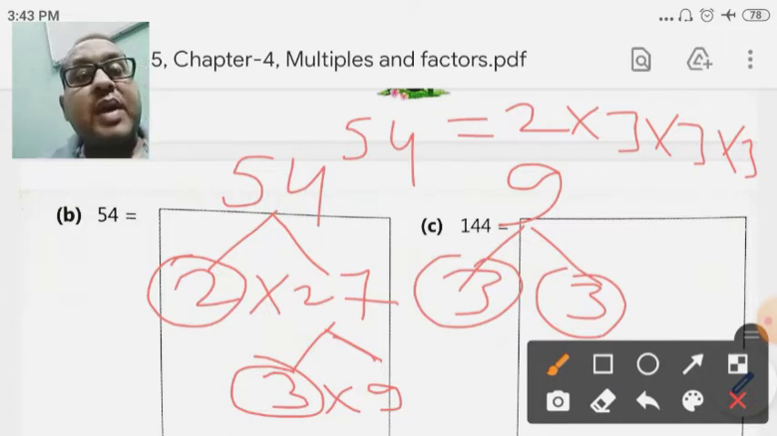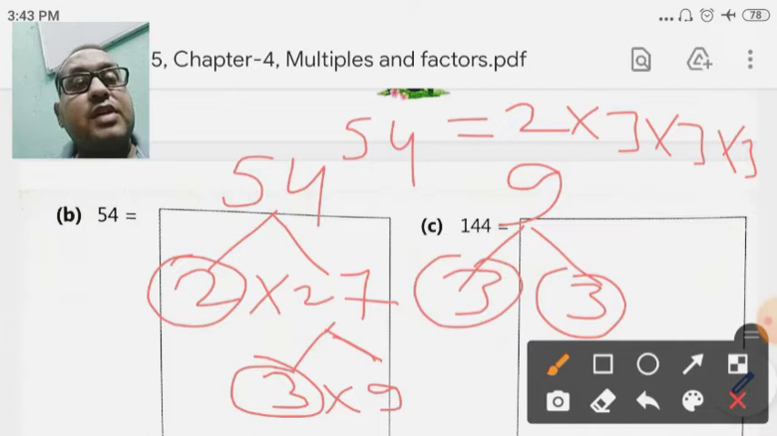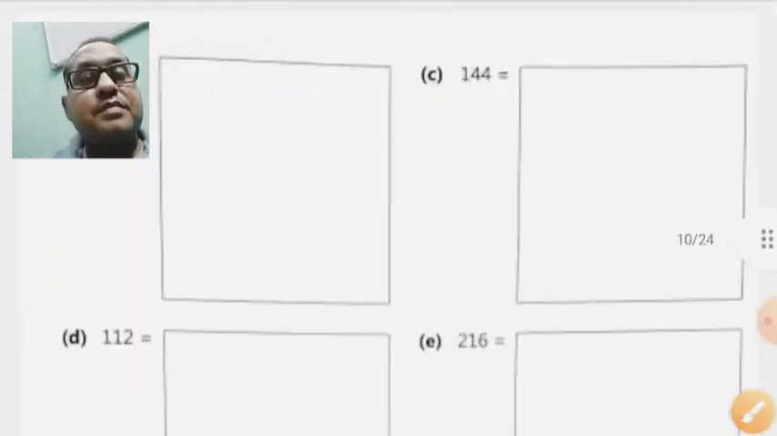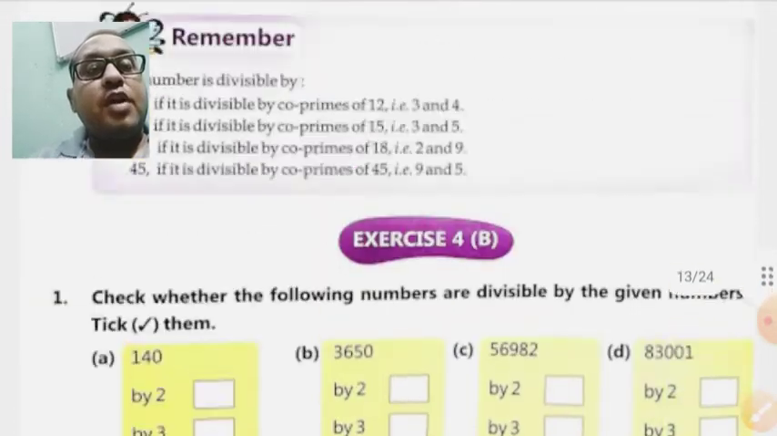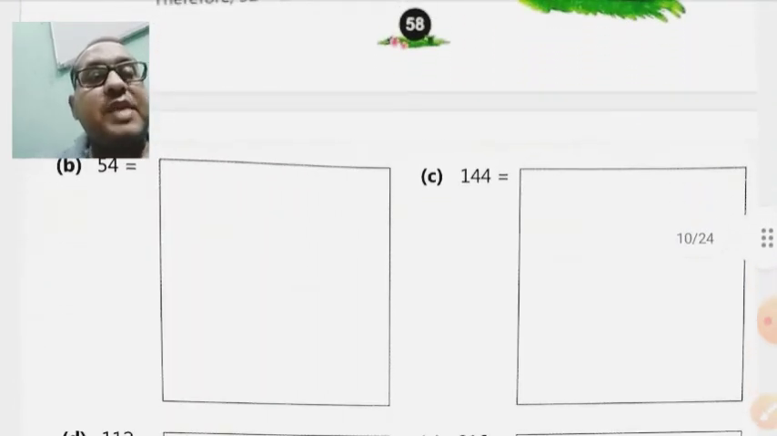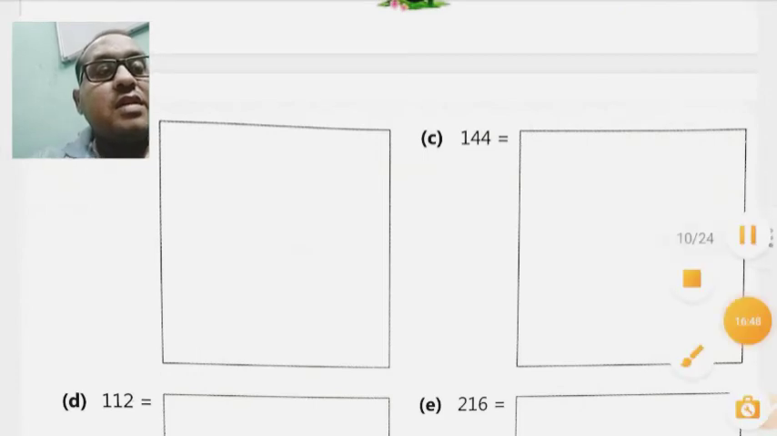We can also check by multiplying whether our answer is correct or not. So 3 times 3 is 9, 9 times 3 is 27, 27 times 2 is 54. So our answer is correct. So this is the prime factorization of 54 using the factor tree method. Similarly, you can solve all the questions of the prime factorization method very easily.